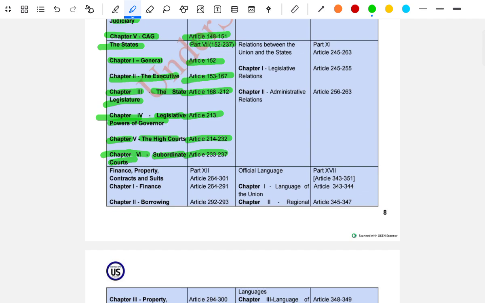Finance, Property, Contracts and Suits. Part 12, Article 264 to 300A. Chapter 1, Finance, Article 264 to 291. Chapter 2, Borrowing, Article 292 to 293.